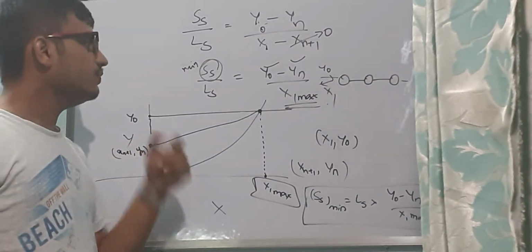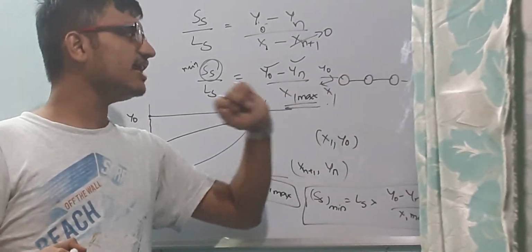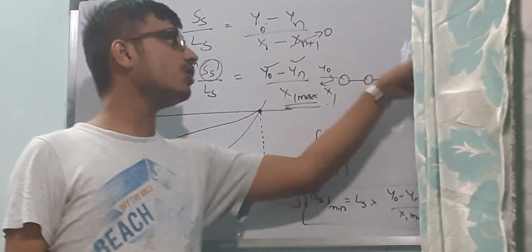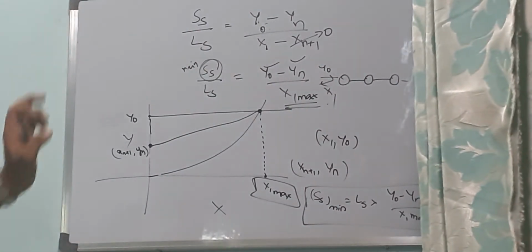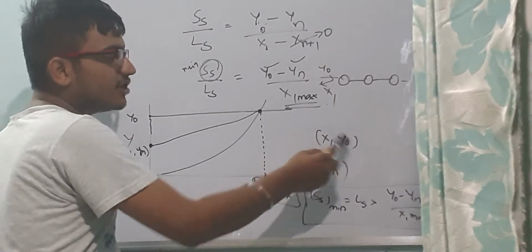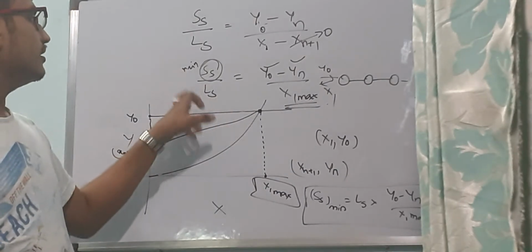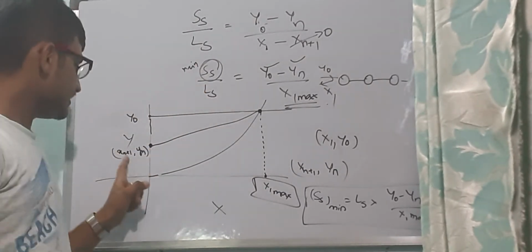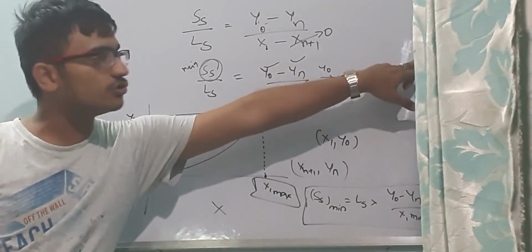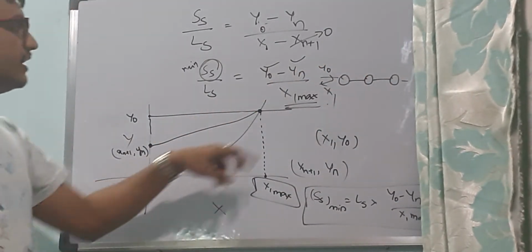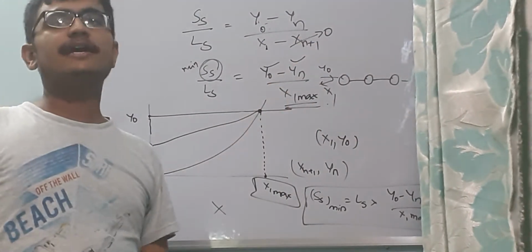So what do you do? For this process, you know the Xn plus 1 value, which is generally 0. Y0 value is known, Yn value is known, because they are the compositions of the fluid. The points are X1 comma Y0 and Xn plus 1 comma Yn, the 2 points through which this line passes, right? The Xn plus 1 comma Yn point you know. Here you don't know the X1 value, how much solute is adsorbed. But Y0 you know.